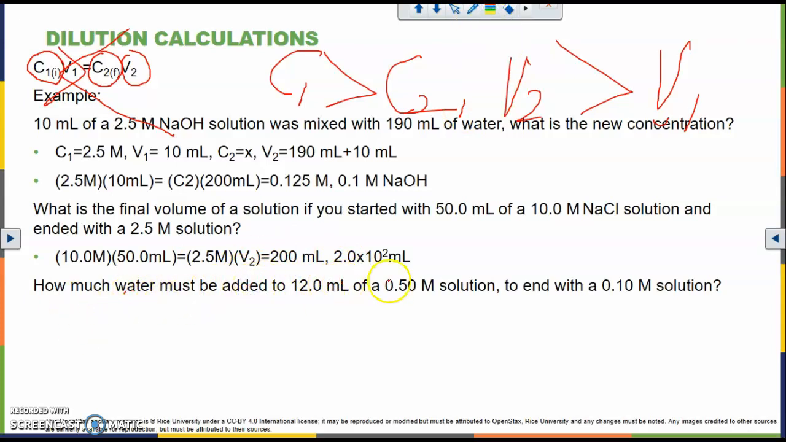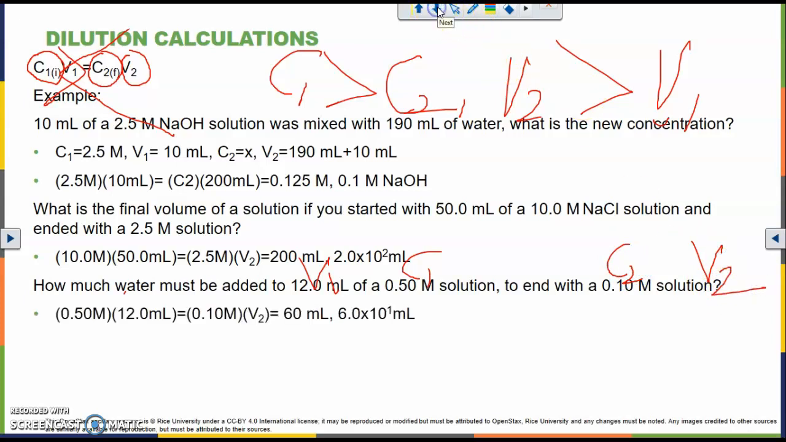How much water must be added to this to end with a 10 molar solution? Now, in this case, it's actually a two-part problem. So in the first case, it's just going to be C1V1 equals C2V2. So we actually have C2, we need to find V2. Right? Again, it's divide both sides by 0.10 molar. What happens to the molars? The molars cancel. You're just left with milliliters. So 60 mils is the total volume, and it should be correct, right?